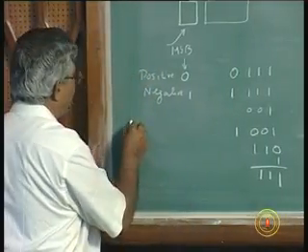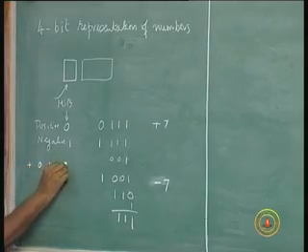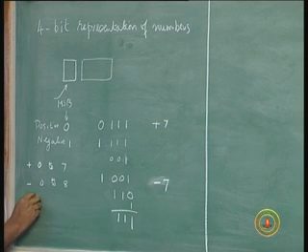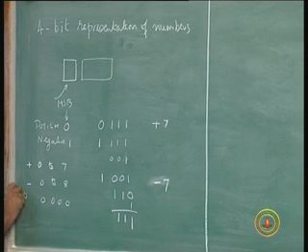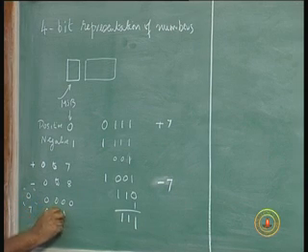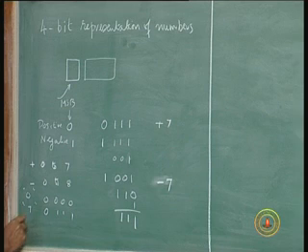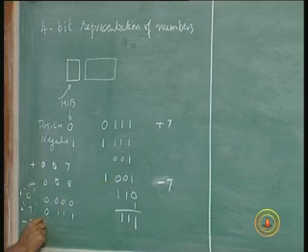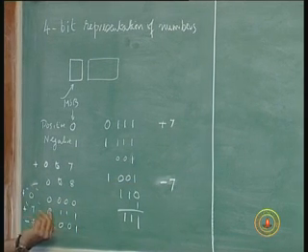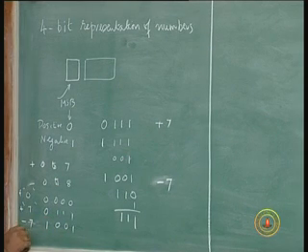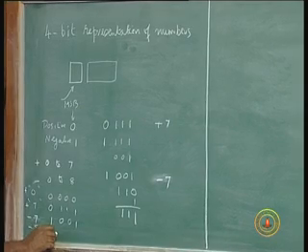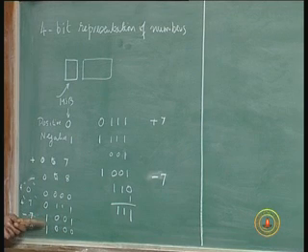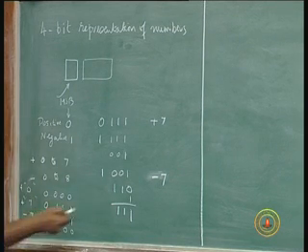So, that means positive numbers go from 0 to plus 7, negative numbers go from 0 to minus 8. Positive 0 is 0 0 0 0, positive 7 is 0 1 1 1, negative 7 would be 1 0 0 1, and minus 8 would be 1 0 0 0. It is actually not very difficult.